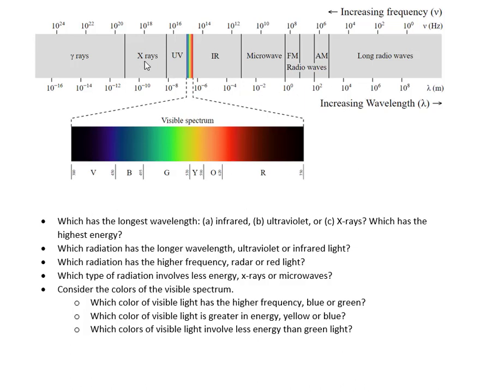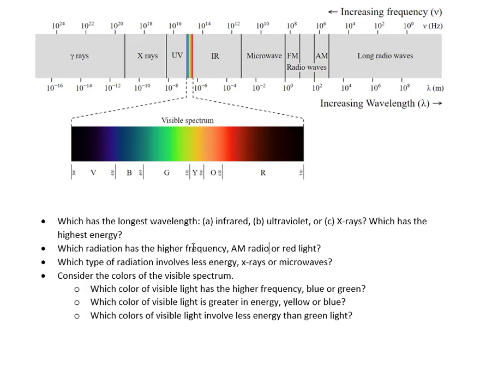So infrared is located right in the middle, ultraviolet is to the left of that, and X-rays are even further to the left of UV. So infrared, or IR, radiation would have the longest wavelength of these three types of radiation. Now with regard to energy, the higher energy radiation is associated with the left end of this figure. Whichever of these three types of radiation is further to the left in this figure is associated with the highest energy. So that would be X-rays.